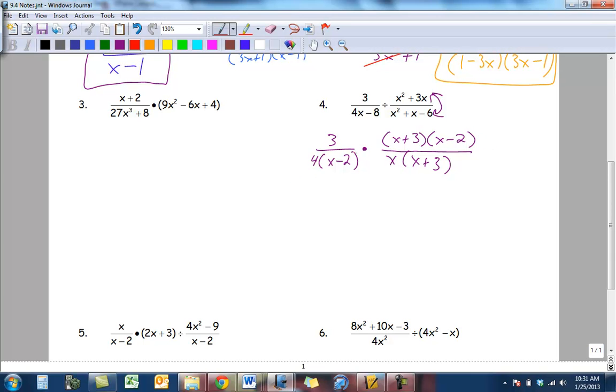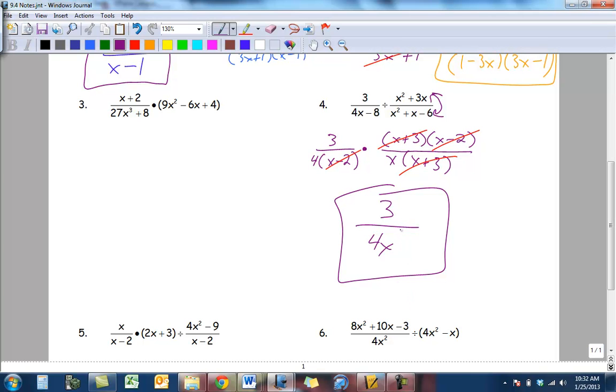I got x plus 3 and x plus 3. I got x minus 2 and x minus 2. Our final answer, the only thing that's left on top is 3, over the bottom is 4x. Look at that. This big mess turned into this cute little teeny tiny thing. Look how cute it is.